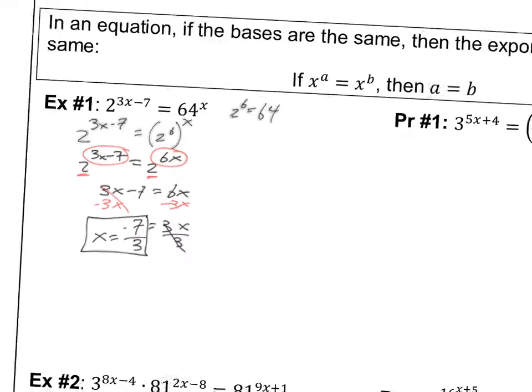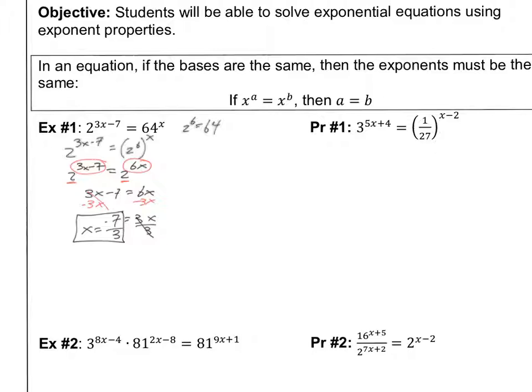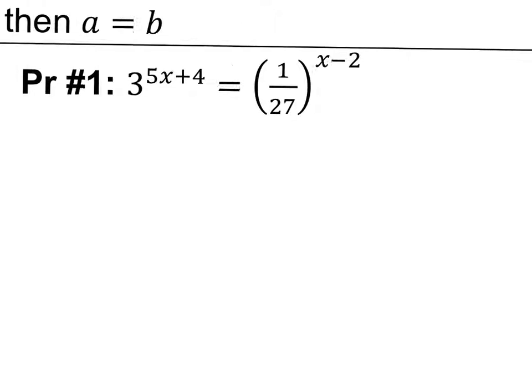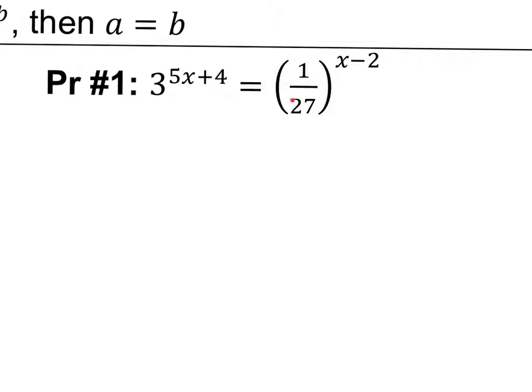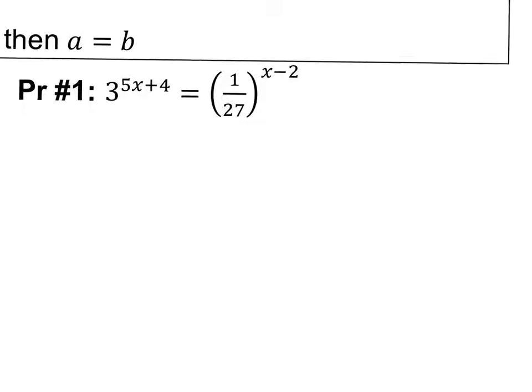So what I want you to do is try something similar with practice number 1, but I'm going to start you off with it because it's a little bit tricky. You might notice that 27 could be written as 3 to an exponent, but this is 1 over 27. So let's recap a little bit. 3 to the 3rd power is 27. But what if I want to write this as a fraction? Remember we've talked about this before, that negative exponents are reciprocals. So if 3 to the 3rd is 27, then 3 to the negative 3rd is 1 over 27.